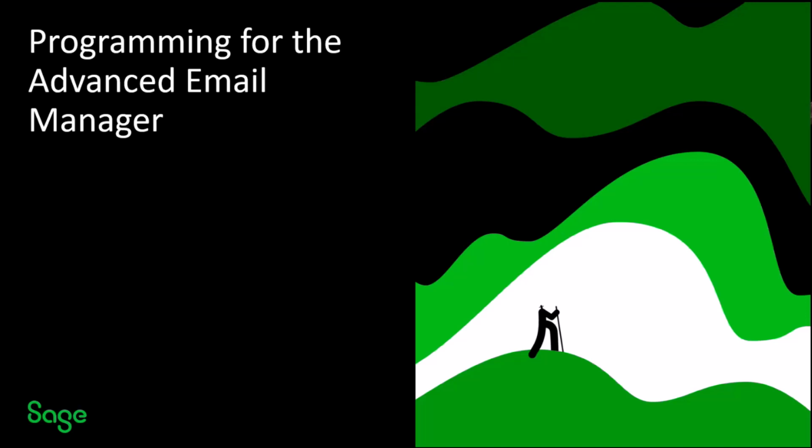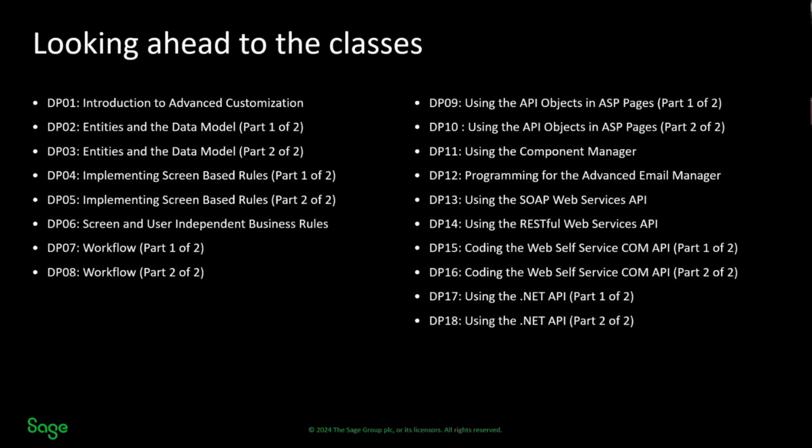This is the 12th lesson within the 18 that make up the developer training that we've arranged for 2023 and 2024. This is programming for the advanced email manager, and we're going to be looking at a number of different topics within the training today, but it is only scratching the surface of what is something of a very complex, very useful, and somewhat underused tool inside the Sage CRM toolset.